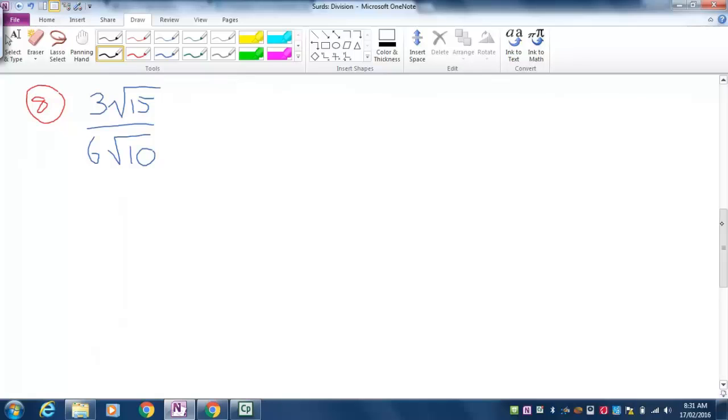So number 8, 3 root 15 over root 10. So I'm going to first of all cancel down these rational parts. Dividing by a 3 on the top and the bottom will give me a 1 on the top and a 2 on the bottom. Now on the top line I have root 5 times root 3, and then on the bottom I have 2 times root 5 times root 2.